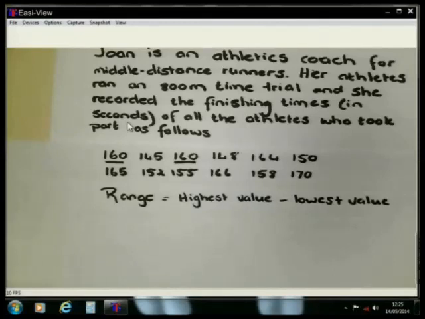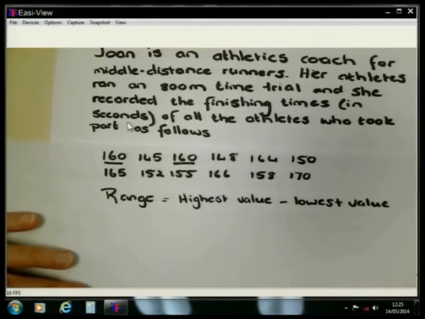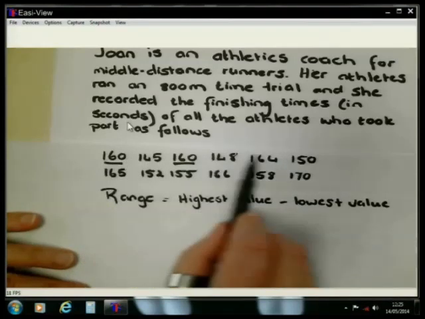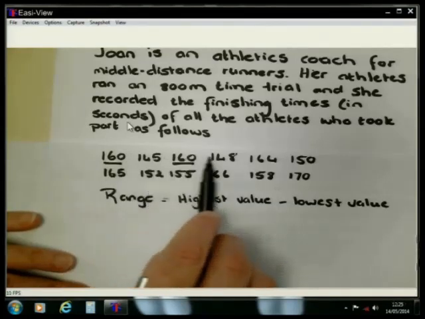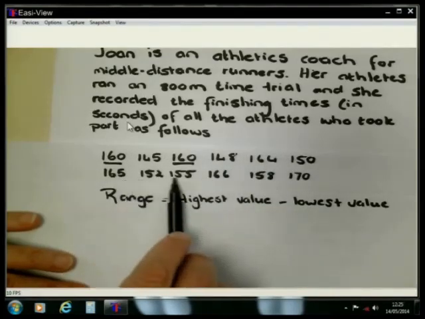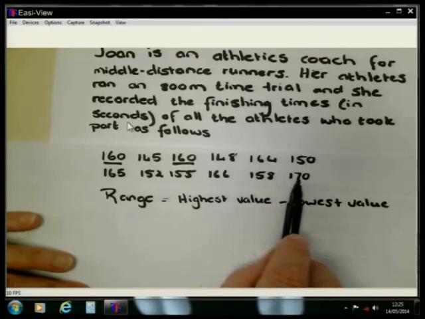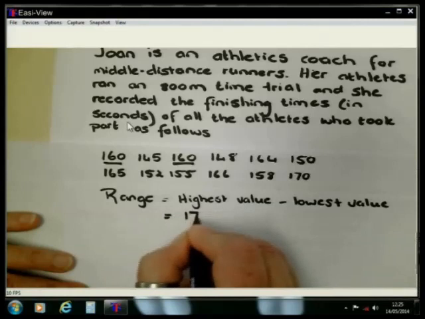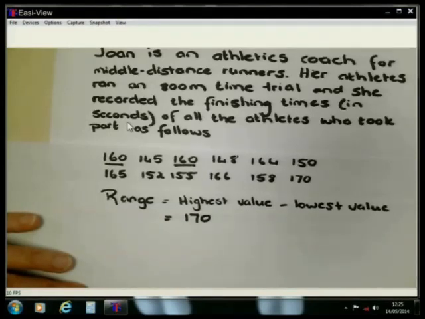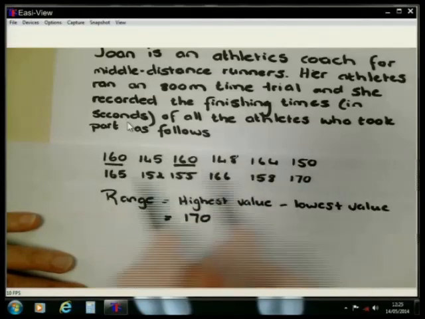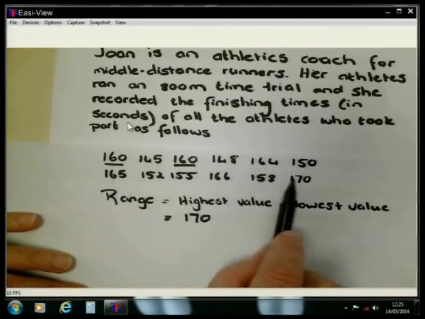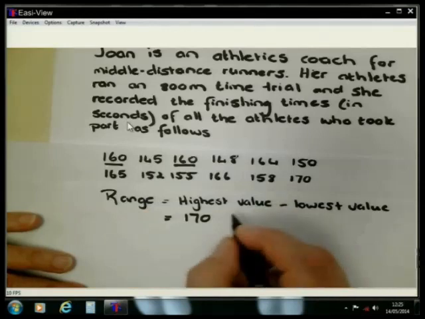But you don't have to arrange it to get the range. You can simply also scrutinize to see what is the highest value that appears in the data set. And if you go and look through the numbers, you will see that the highest number that appears in the data set is 170. The lowest number that appears in the data set, if you go and scrutinize all of them, you will realize that it is 145.